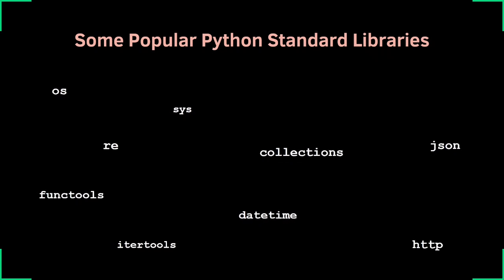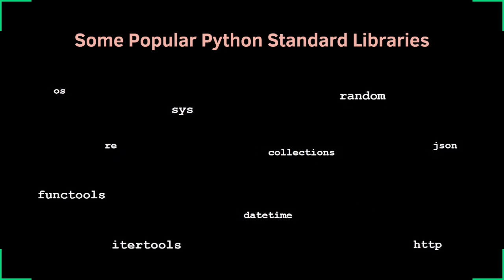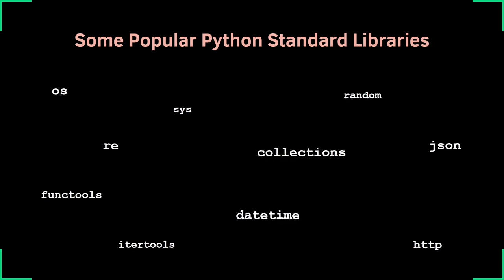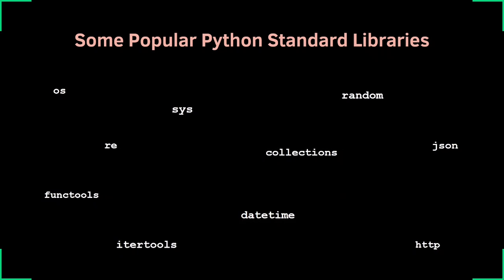There's also http, which contains modules for handling HTTP requests and responses, basically web requests and web responses back from the server. And finally, there's the random module that implements pseudo-random number generators for various distributions. And we will see a few examples of some of these modules, including the random module, later on.